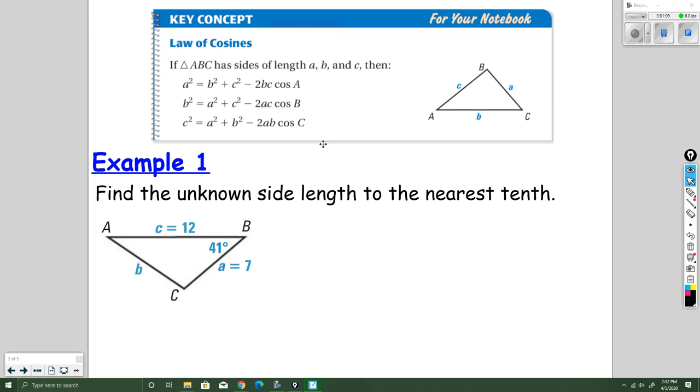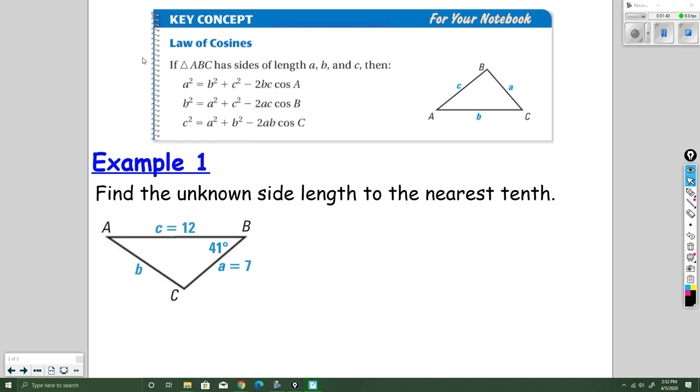This really is just reworking the Pythagorean theorem and using some trig to help us find these side lengths and angle measures. One hint I'm going to give is based on the side or angle that we're looking for. If we're looking for side or angle A, we use the equation that starts with A. If we're looking for side or angle B, we use the one that starts with B. And finally, if we're trying to find C, we use the one that starts with C.